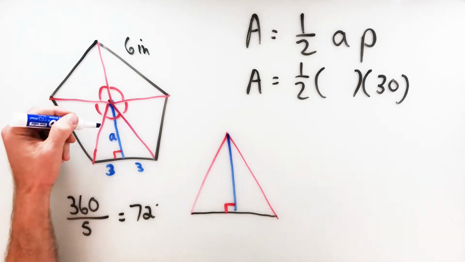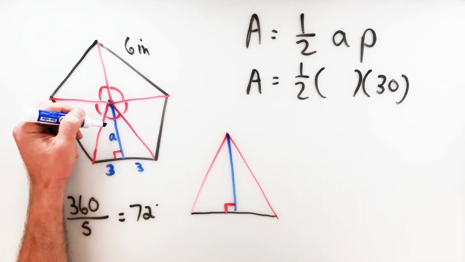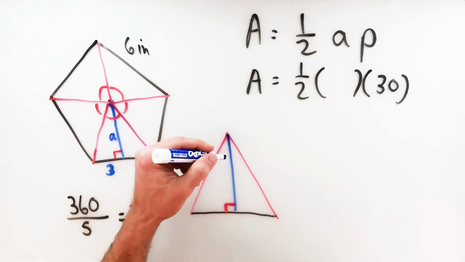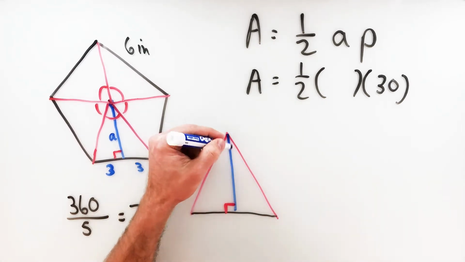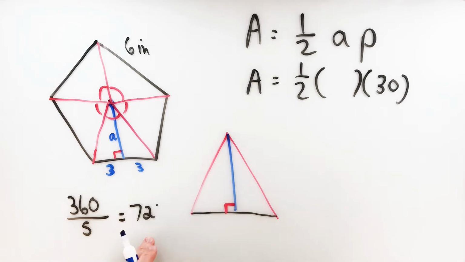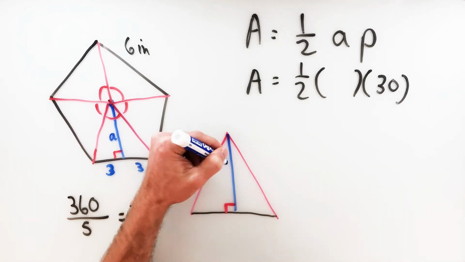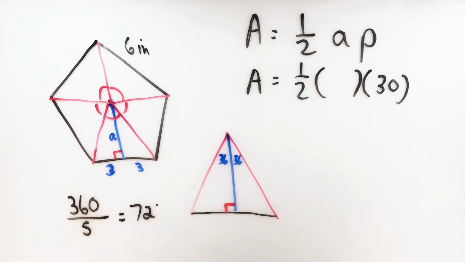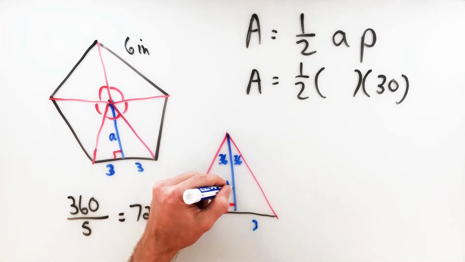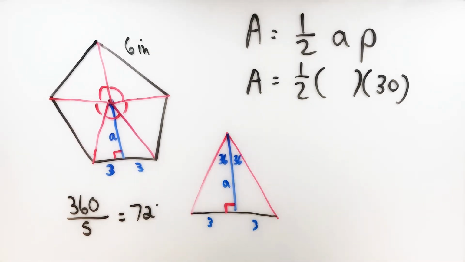Okay, so if a 72 degree angle is right up here, this central angle, it is 72 because that apothem bisects that angle, cuts it right in half. Half of 72 is 36. So we've got 36 degree angles up there, 3 and 3, and the apothem is what's missing. So really this becomes a triangle problem.